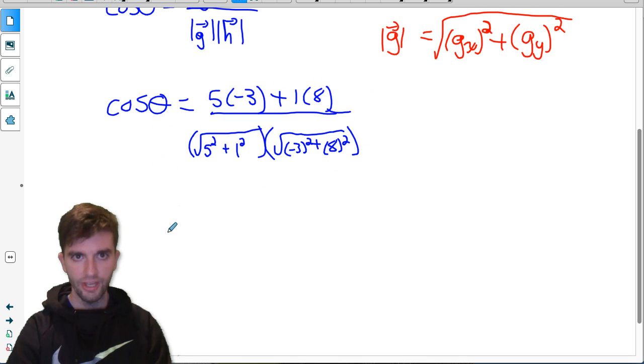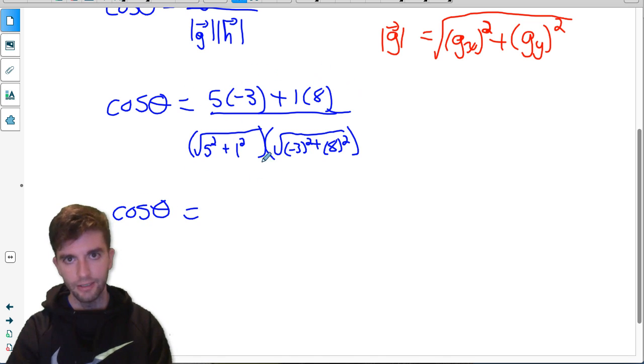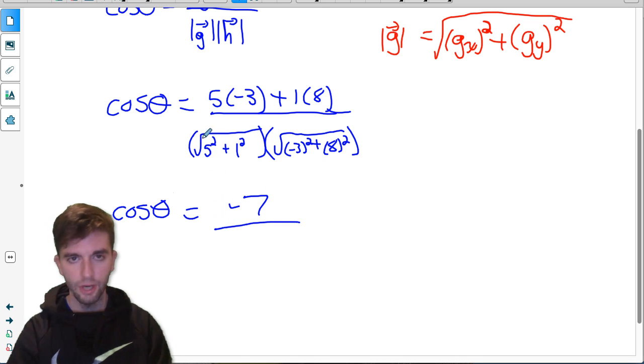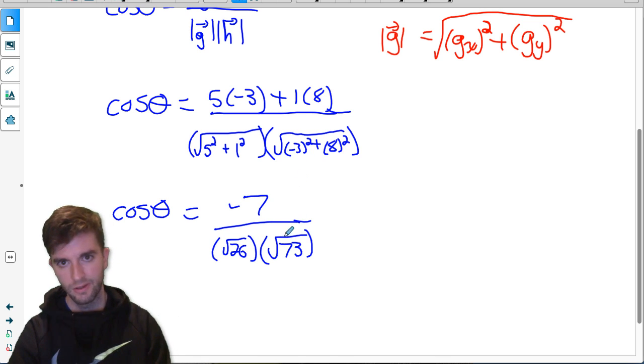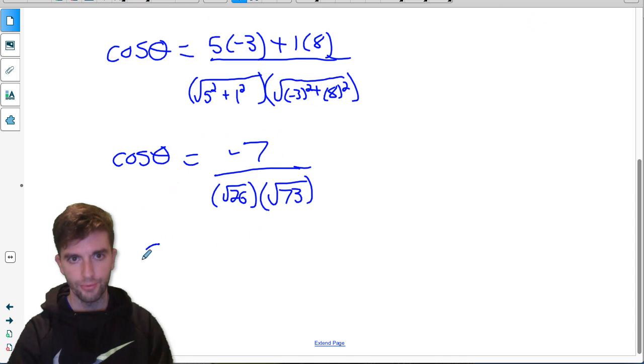My only unknown is theta. I now just have to isolate for theta. Let me simplify this ratio first, though. In the numerator, I have -15 plus 8, that's -7. In the denominator, I have root 26 multiplied by root 73. And now I need to isolate theta by doing inverse cosine of this ratio.